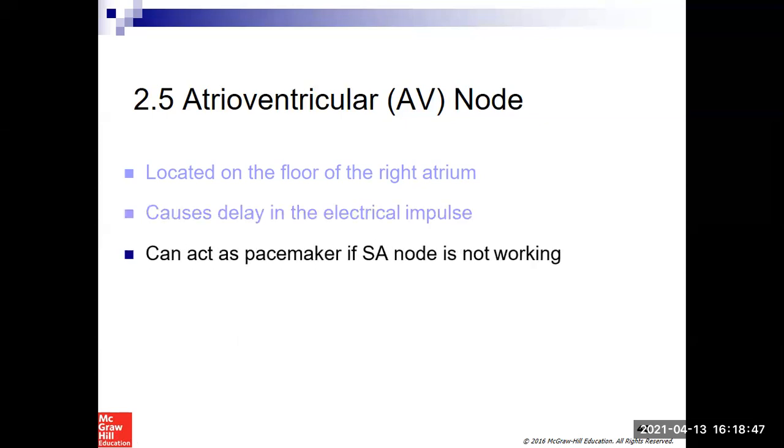It can act as a pacemaker if the SA node is not working. Remember, we talked about the first one, the initial pacemaker, 60 to 100 beats per minute. This is what we call an inherent rate of 40 to 60 beats per minute. So that will be the second, 40 to 60 beats per minute. It's going to initiate 40 to 60 beats per minute.